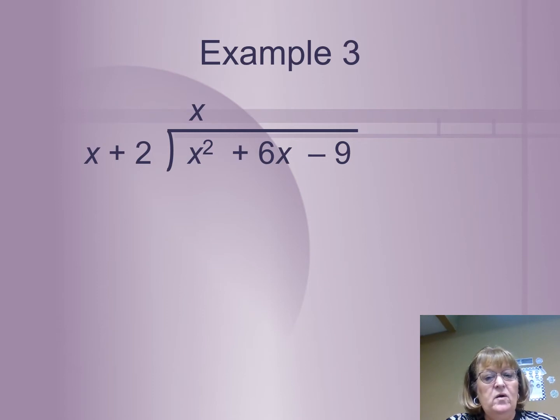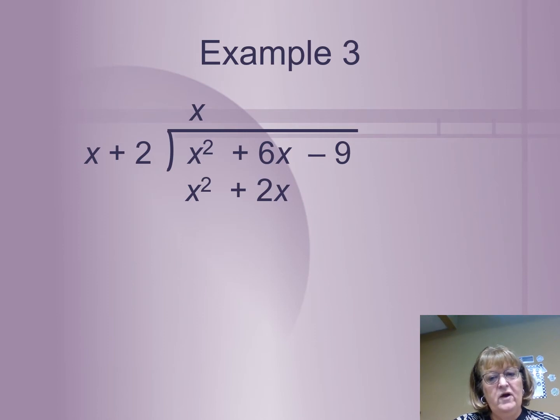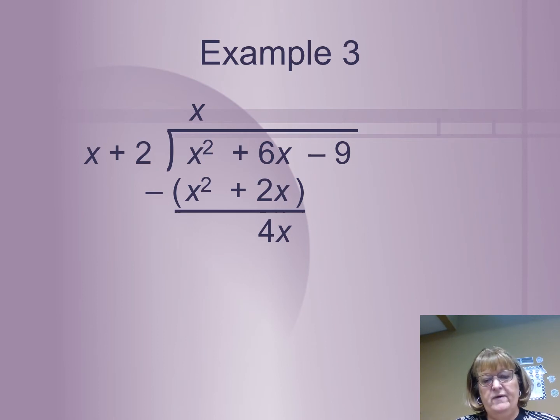Okay, and then we're going to multiply. 2 times x is 2x. x times x is x squared. Notice the placement, just like a long division problem. So we multiply. Now we're going to subtract. Put that in parentheses so you remember the whole thing is being subtracted. 6x minus 2x is 4x. And of course, x squared minus x squared cancels each other out. Now we're going to bring down.